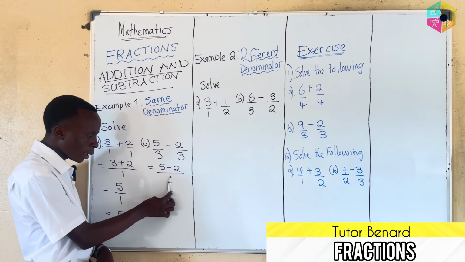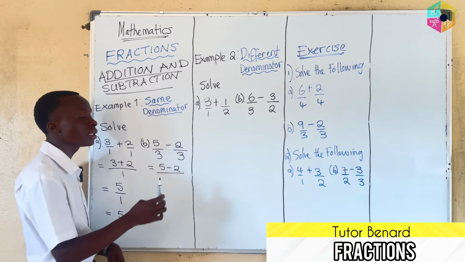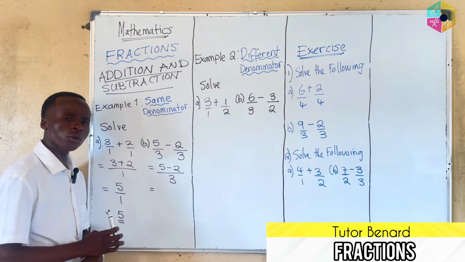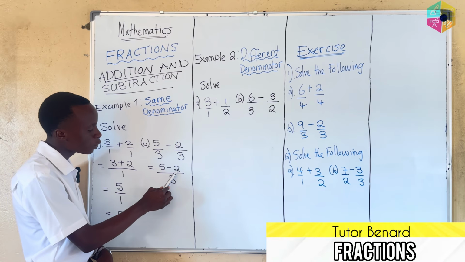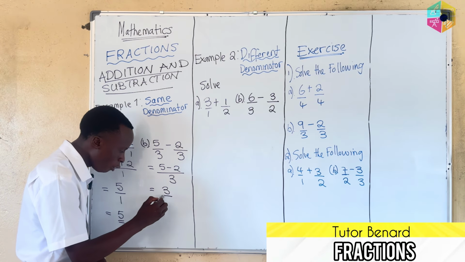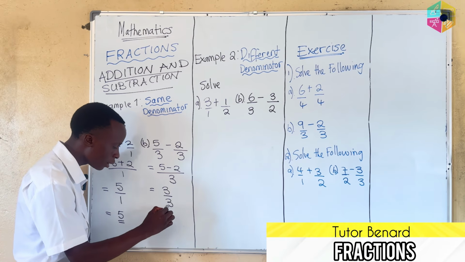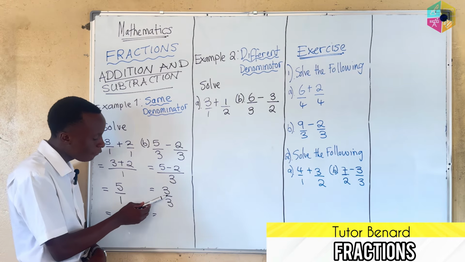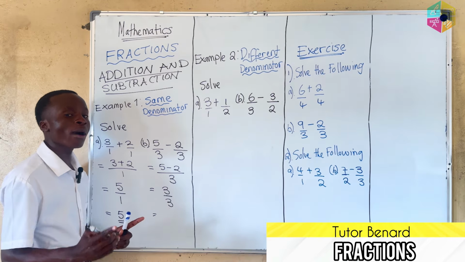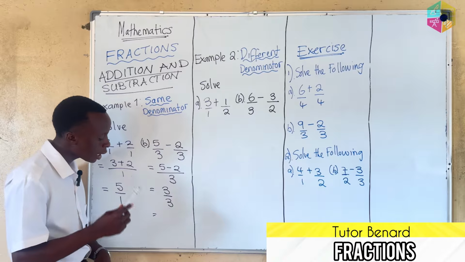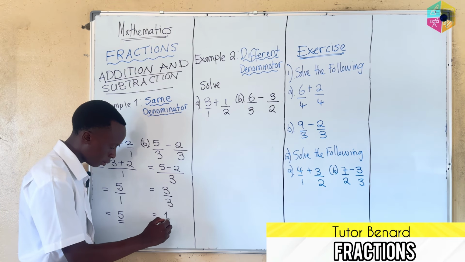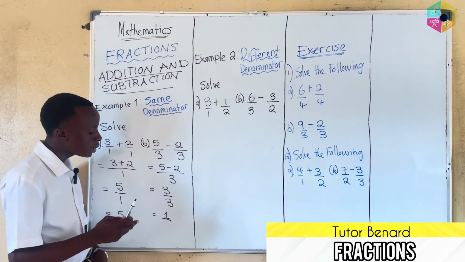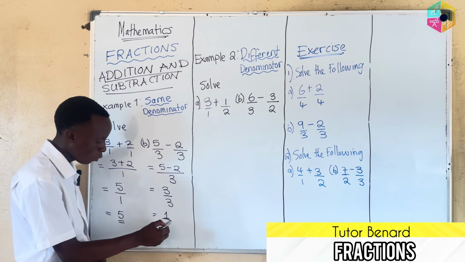And then how do I come up with my denominator? You just write the 3 how many times? Once. So you put 3 there. And then you subtract: 5 minus 2 gives us 3, over the same denominator, which is 3. So 3 over 3, or 3 divided by 3. Any number divided by itself, your answer is always 1.